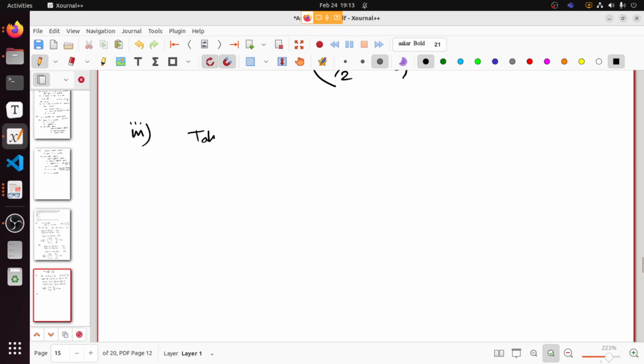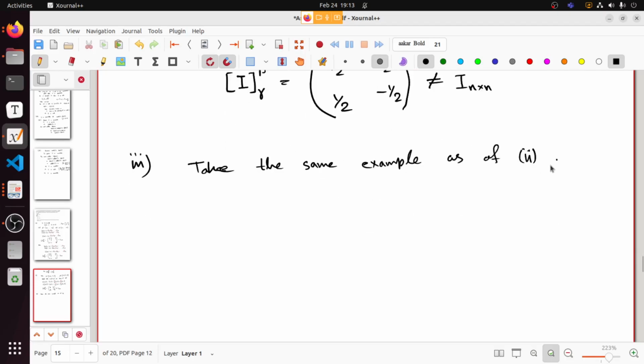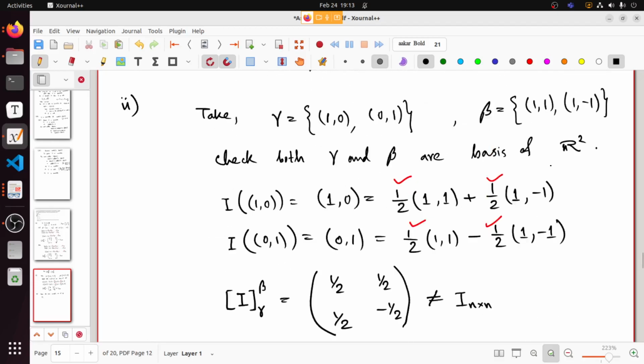Take the same example as of 2. So we have already found I gamma beta, and now we have to find I beta gamma. For that we will take the basis from gamma beta and map it. So what is the basis of beta? (1,1) and (-1,1).